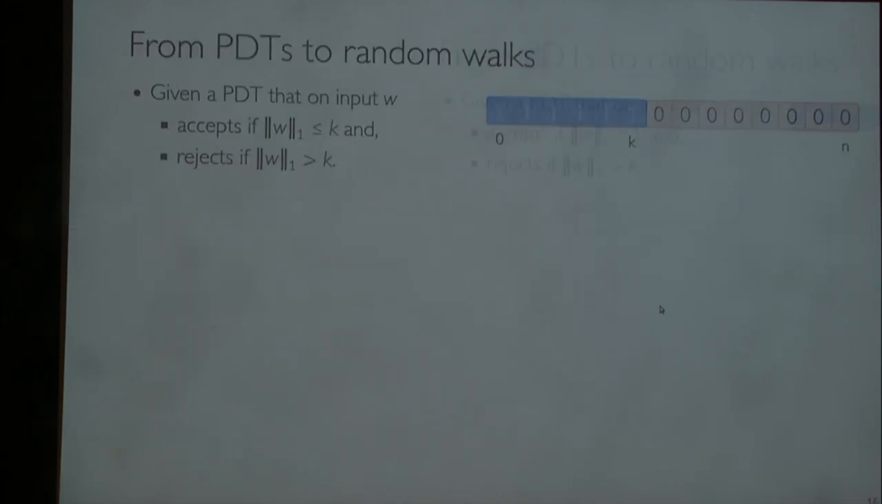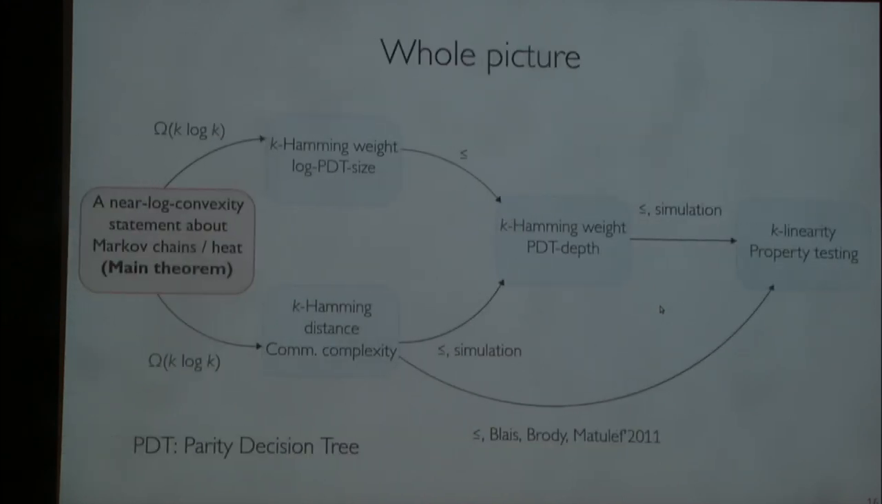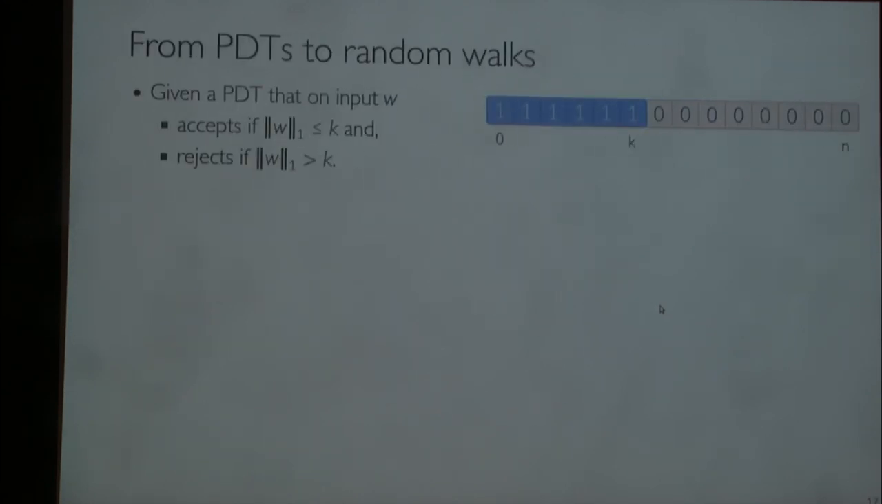Okay. So now I will explain only the upper branch here. So how we get from a statement about Markov chains to PDTs, and then the rest we discussed already.